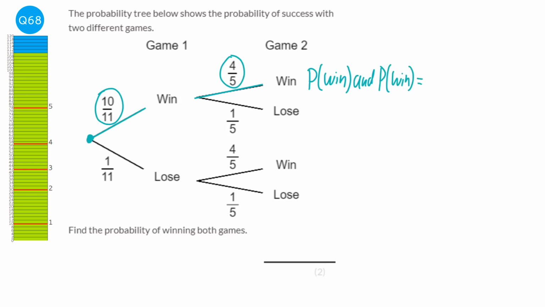So probability of winning game 1 was the first fraction we circled, which was 10 over 11. Probability of winning game 2 was the second one we circled, which is 4 over 5. The word and in probability means times. So we're going to times the tops, which is 40, times the bottom, which is 55. And we can divide top and bottom by 5, so that will give us the probability of 8 over 11.